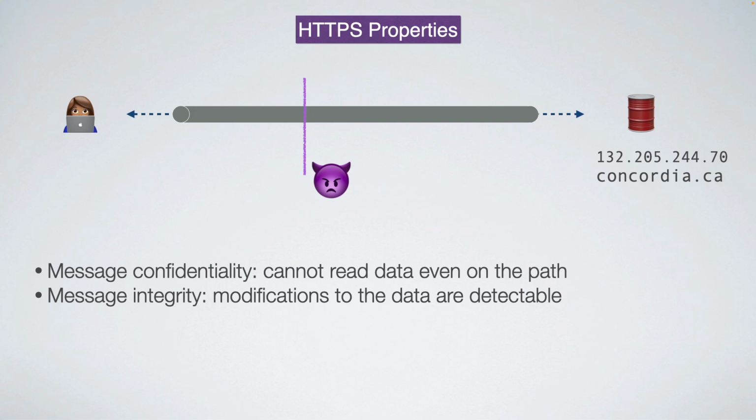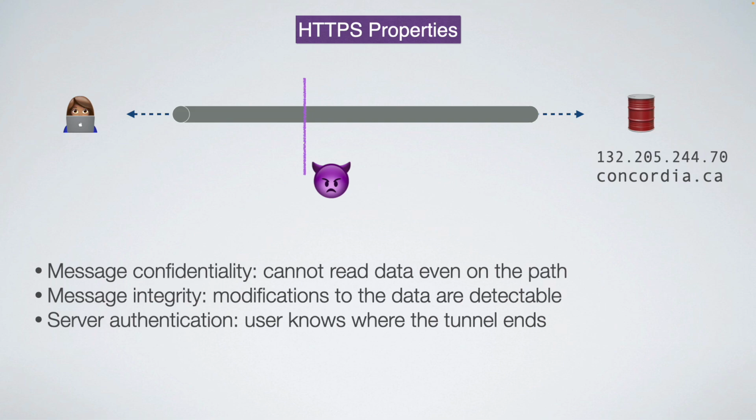Okay. So the last property we need is called server authentication. And this is one that's easy to skip, or easy to not see why it's so important. But think of it from Alice's perspective. Alice is sending data into this tunnel. Data is coming back out of the tunnel. So that's fine. She knows the tunnel is super secure. It's got confidentiality, it's got integrity, it's bulletproof. But what she doesn't know is where the tunnel ends.